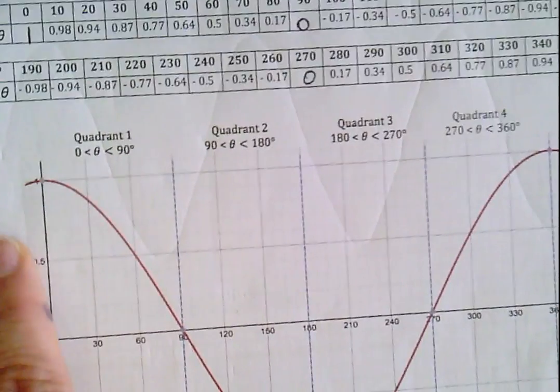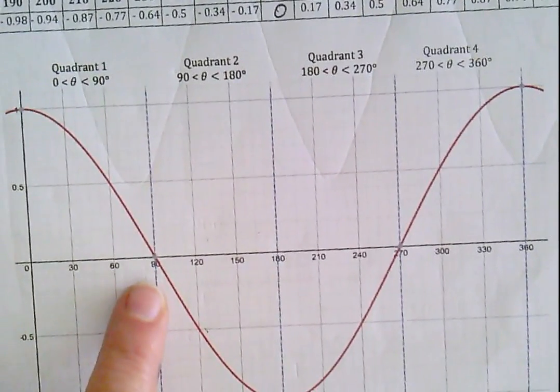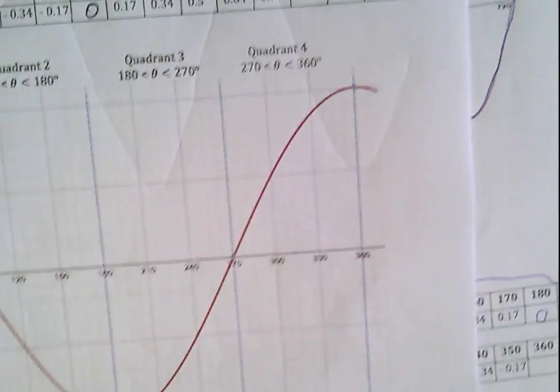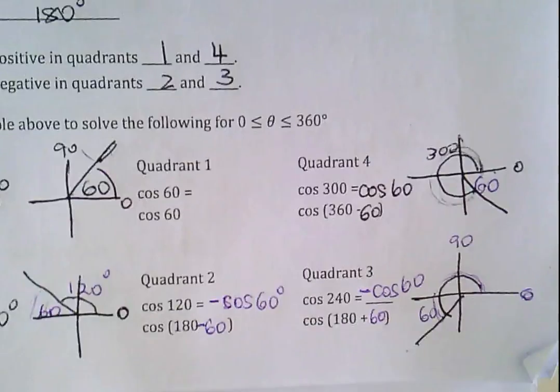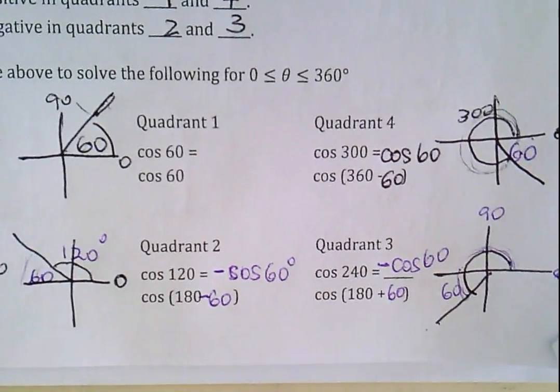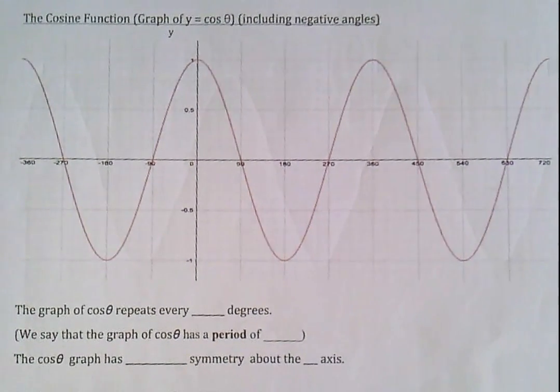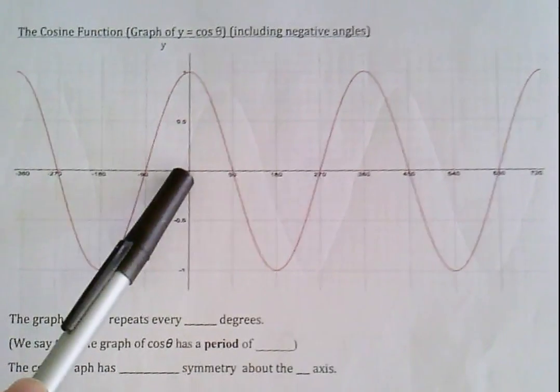Remembering that cos is positive from 0 to 90. It's negative from 90 to 180. It's negative from 180 to 270, but it's positive from 270 to 360. We're going to come up with an easier way than this very soon once we've done all of sine, cos, tan. All right?